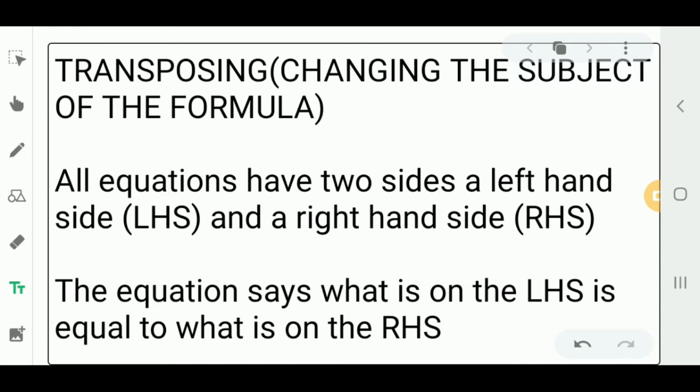So today we'll be doing transposing or transposition, which we also call changing the subject of the formula. Now all equations have two sides. We have the left hand side and we have the right hand side. So what the equation is saying is that the left hand side is equal to whatever is on the right hand side.